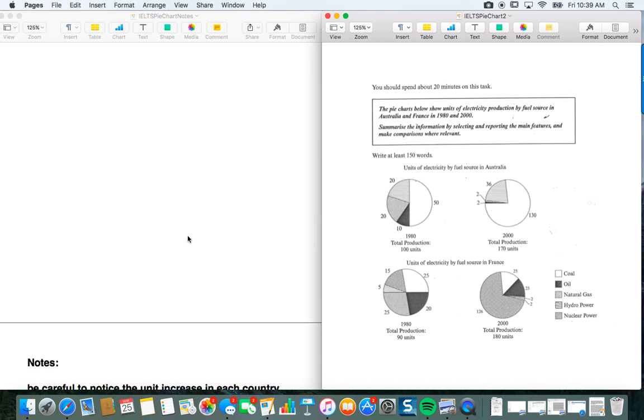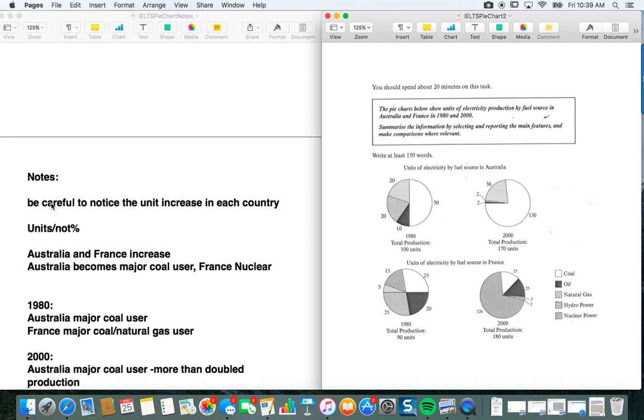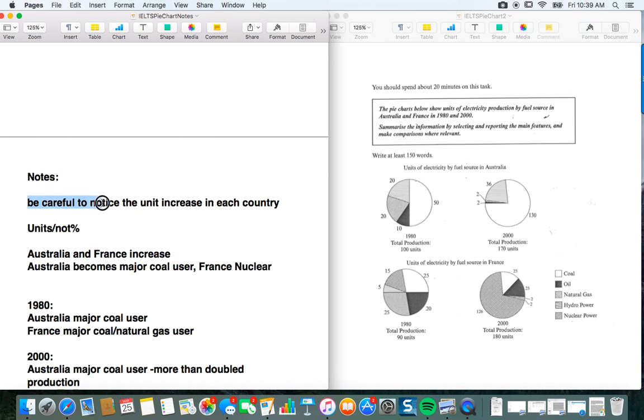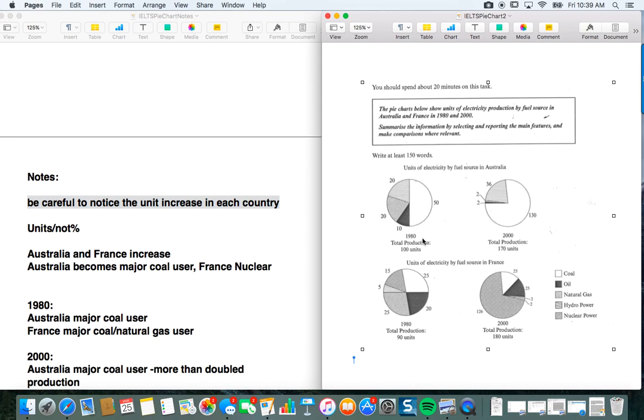Now, first of all, a very important thing to look at is be careful to notice the unit increase in each country. So we've got 1980 here in both Australia and France. In Australia, they were producing 100 units and France 90, but in 2000, it increased to 170 and 180. That's really important, so pay attention to that because that's going to impact your final answer.